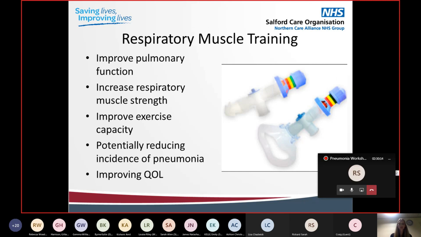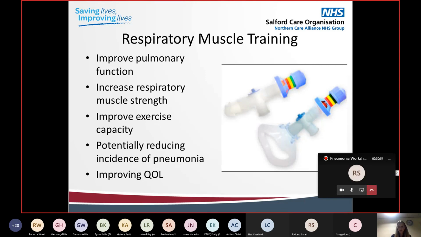I'm just going to mention inspiratory muscle training. Craig did mention it a little bit then. The aim of inspiratory muscle training is to improve pulmonary function, increase respiratory muscle strength, improve exercise capacity, potentially reduce the incidence of pneumonia and improve quality of life. So they're quite big statements there. And when I looked at the evidence online after speaking to Craig about it, there is quite a lot of stroke specific evidence, and I do think after this certainly something that I might choose to look at a little bit further.